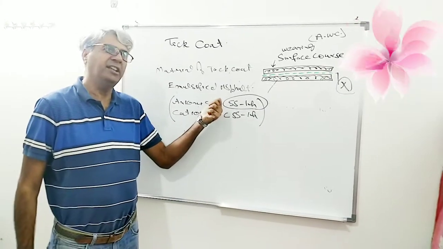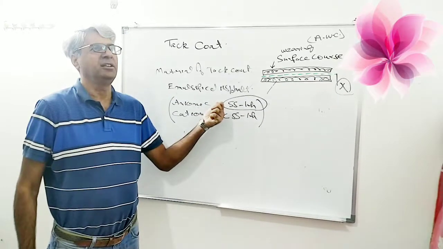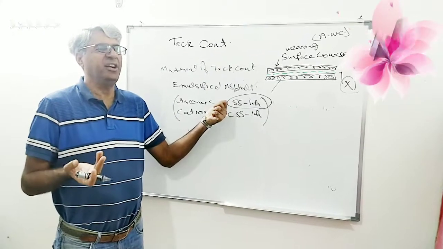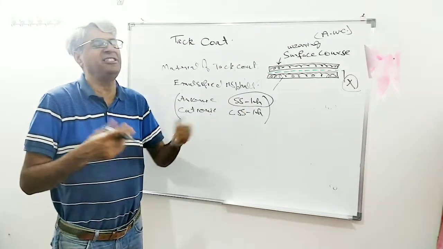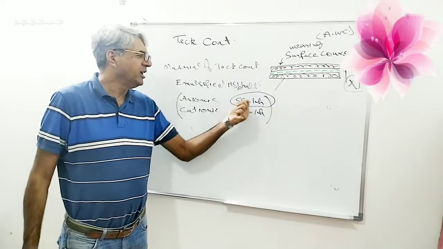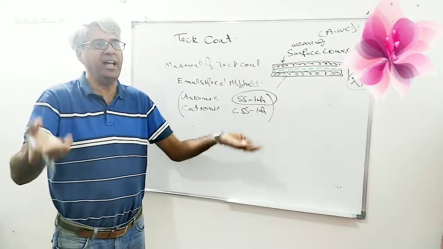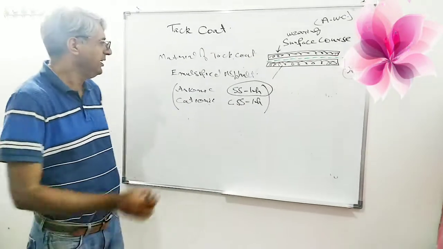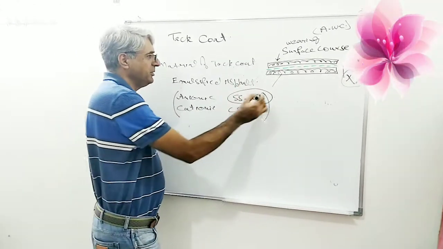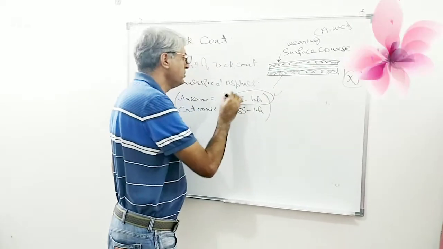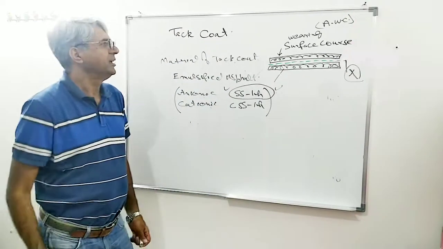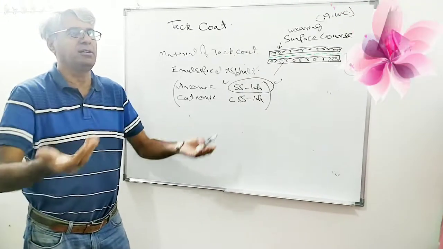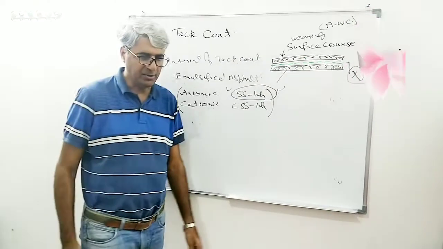Here I have not written anything because there is no need to write down A. Sometimes, for further clarification, we can write down A SS1H, but it is not needed. SS1H means it is anionic. CSS1H means it is cationic. So that is why I have written these two types of material, and this is the material which is mostly used as our tack coat in order to give the adhesion characteristics between two asphaltic surfaces.